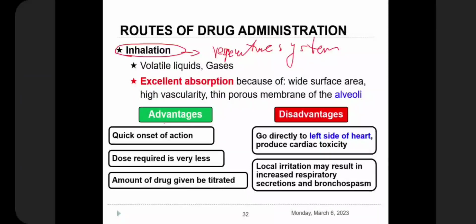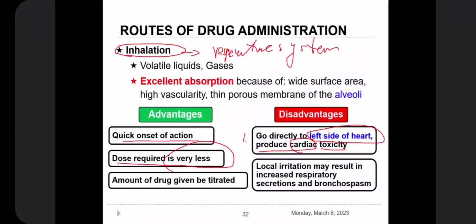So let's see the advantages, like quick onset of action, a very small required dose, and the amount of drug given can be titrated. You can adjust the dose. And here are the disadvantages. First, the drug goes into the circulation very close to the left side of the heart, so it very easily produces cardiac toxicity, because it's a very short travel from the lung to our heart.